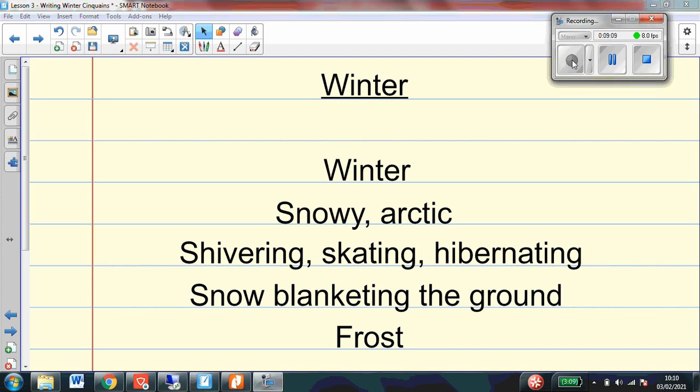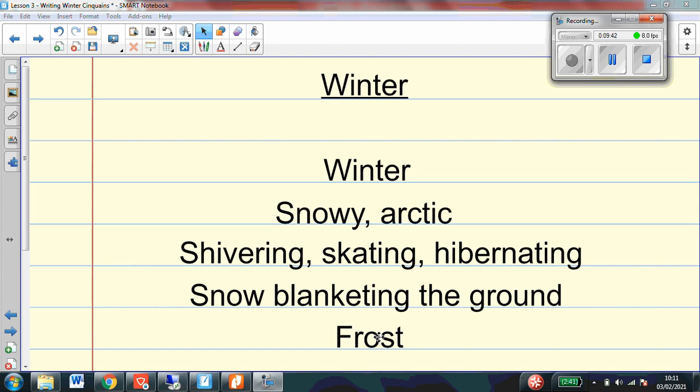Okay, now I'm just going to read my poem. As I read it, I'm going to check that I haven't repeated lots of words, so I haven't got snow in every line, for example, and just make sure that all of my ideas make sense. Winter. Winter, snowy, Arctic, shivering, skating, hibernating, snow blanketing the ground, frost. Oh, brilliant. I'm really proud of that. That's given me a real picture in my head of a real winter scene.